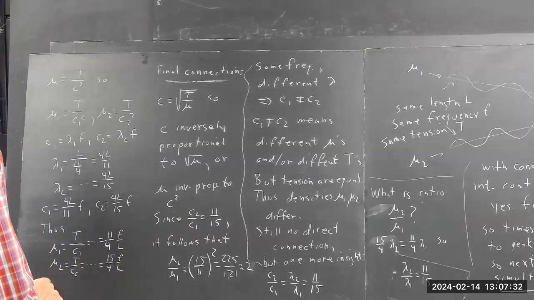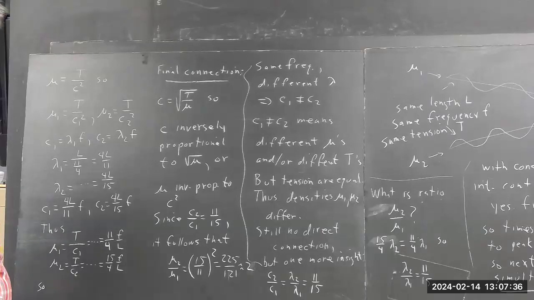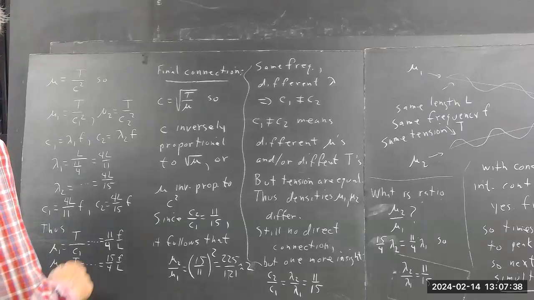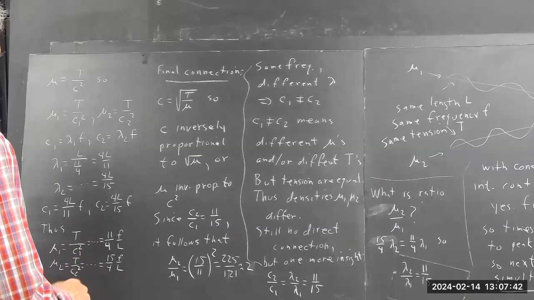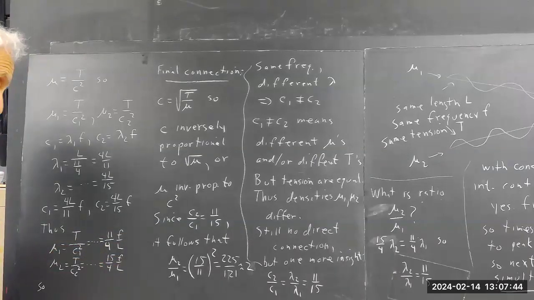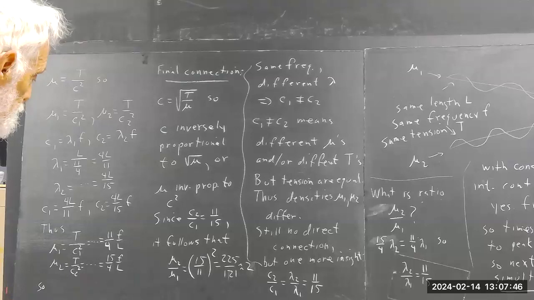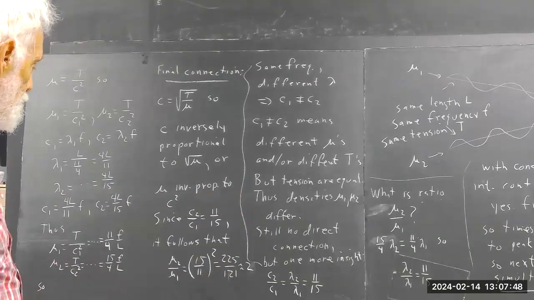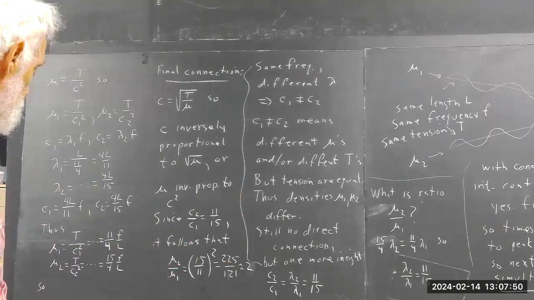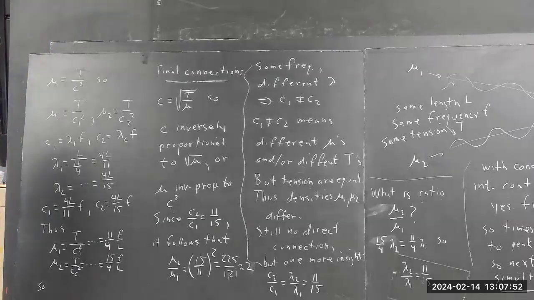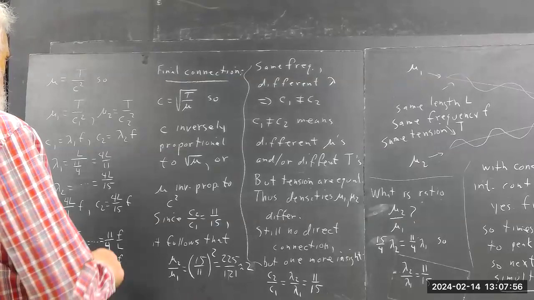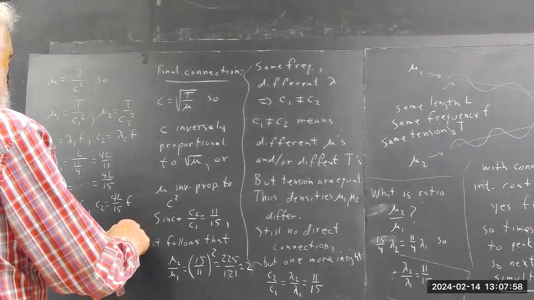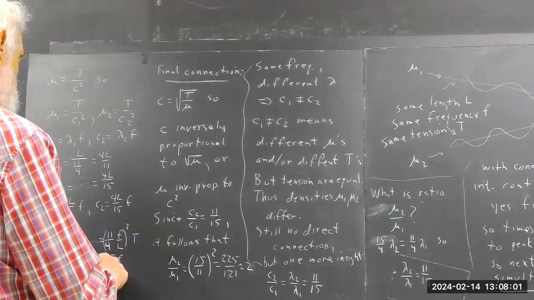And now, oh, wait a minute. It's C1 squared and C2 squared. So I was a little careless there. I didn't write my square. And I was going to get the wrong result. I was going to get the same ratio that I had here without squaring it. And I left my tension off.